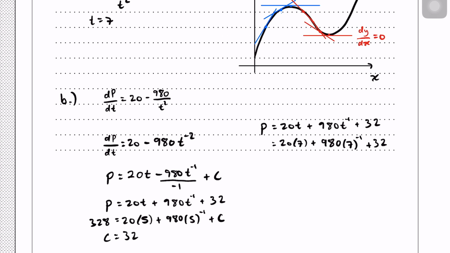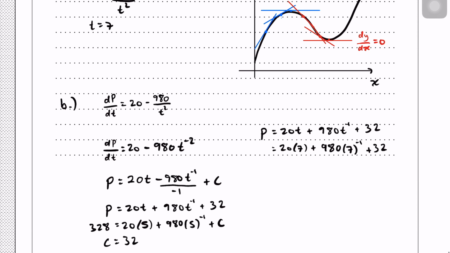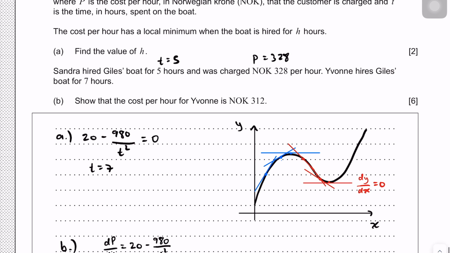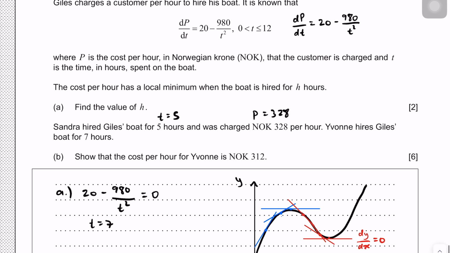So let's go to the calculator and work this out. 20 times 7 plus 980 times 7 to the negative 1 plus 32. And this gives us 312. Okay, so let's write this out. 312, and I guess we can write NOK. All right, so kind of involved question towards the end. Not bad, I suppose.